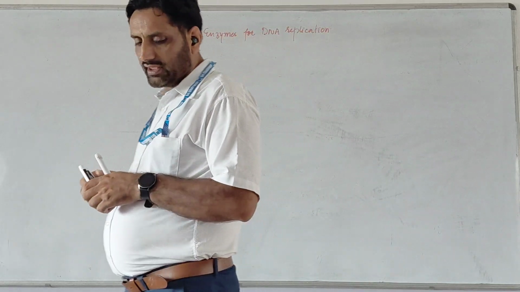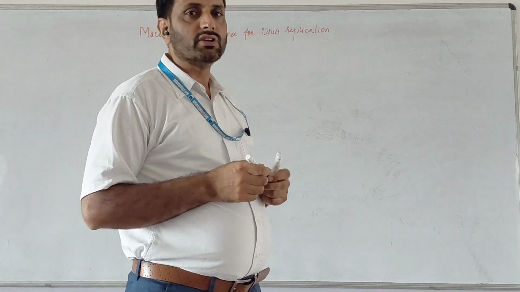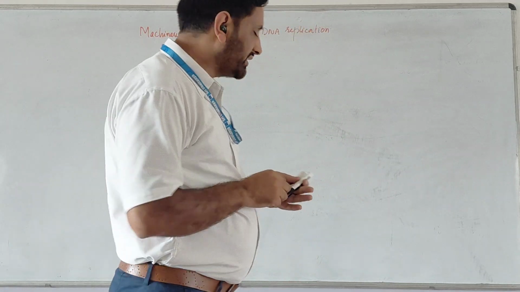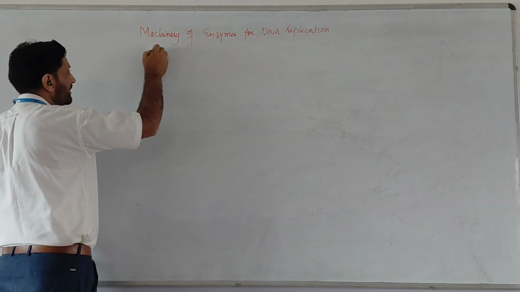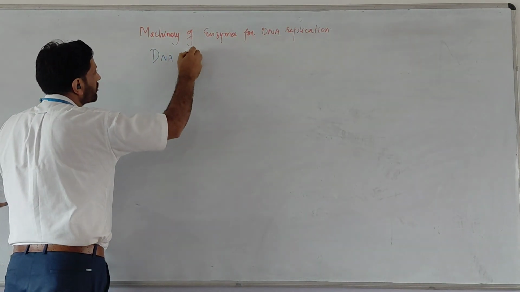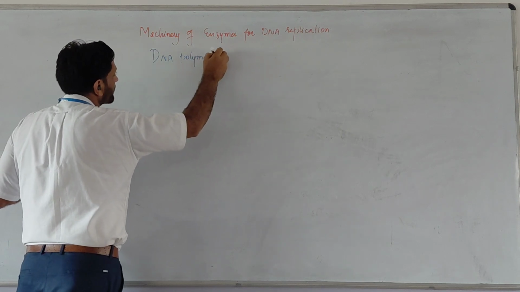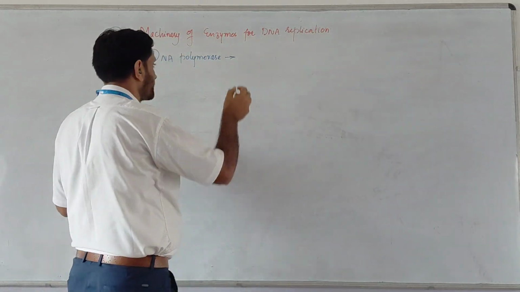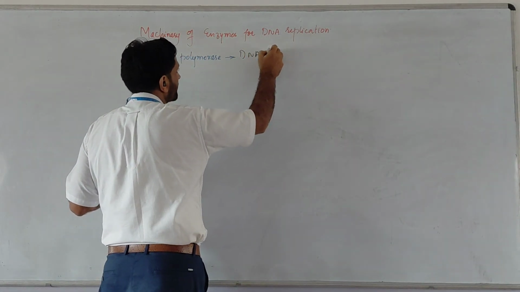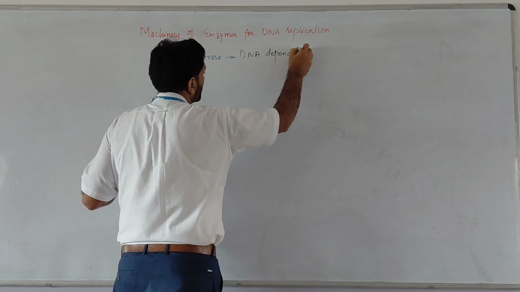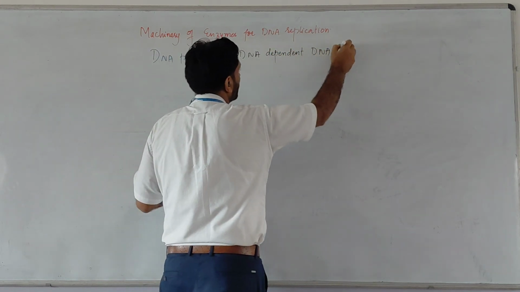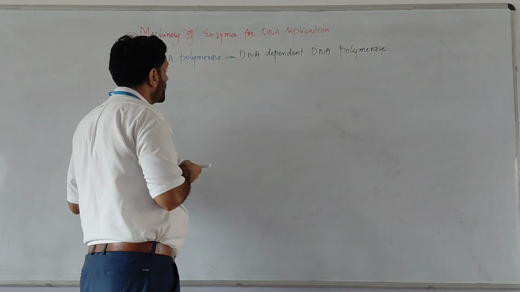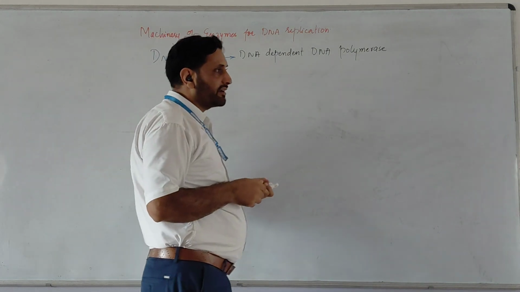In the process of DNA replication, many enzymes are used. The first main enzyme is DNA polymerase. This DNA polymerase is the DNA dependent DNA polymerase. It is most important in E. coli.